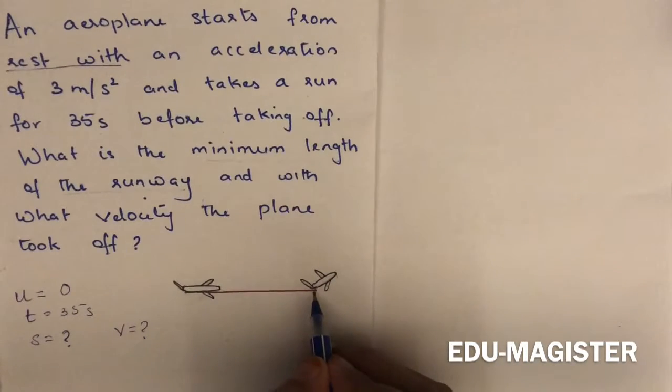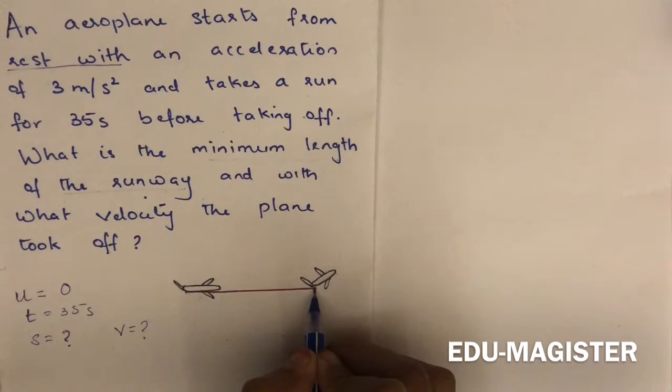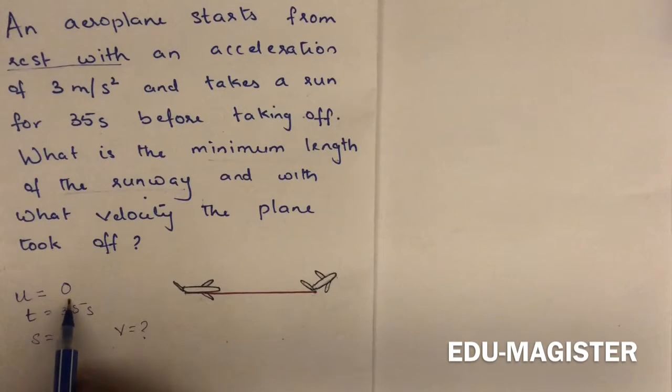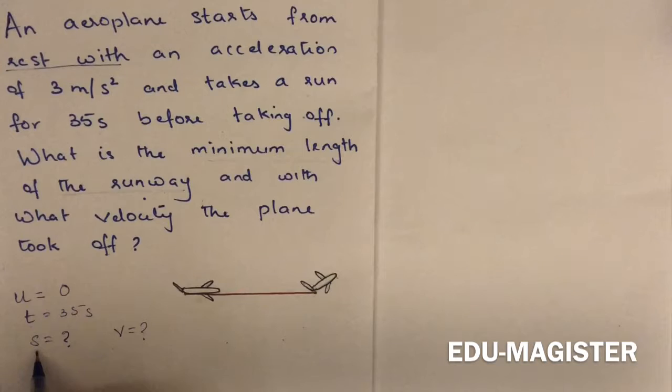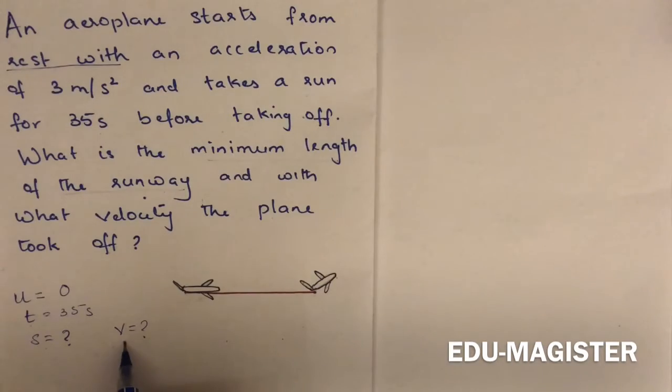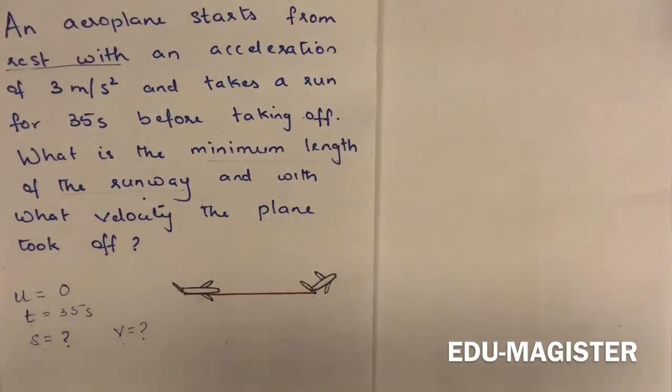The velocity at this point, right? This point is when the aeroplane is taking off. So at this point, what is the velocity? That is the final velocity. So we have the initial velocity 0 and the time the aeroplane has moved on the runway, that is 35 seconds. We need to calculate the distance covered by the aeroplane and the final velocity of the plane when it took off.